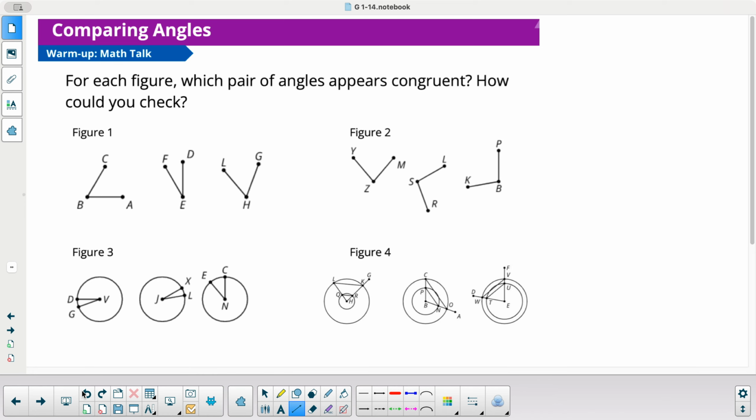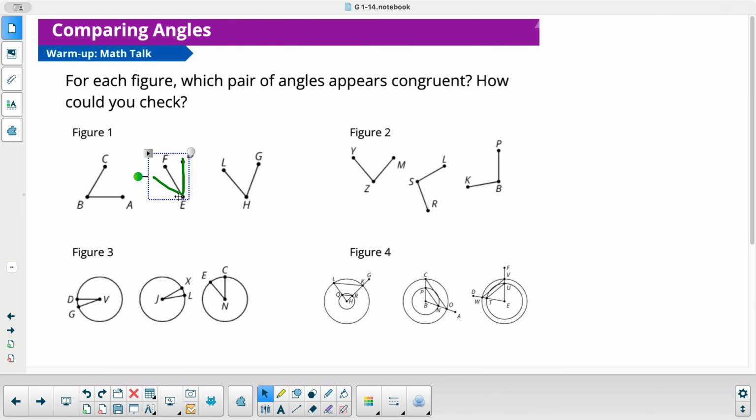It says for each figure, which pair of angles appears congruent? How could you check? So an easy way to check is with tracing paper. If you have any tracing paper, maybe your teacher has some, you can get some and take it home, or you can order it online if you just Google tracing paper. This is a little bit easier than using a protractor. I can just take my angle, trace it, and line it up.